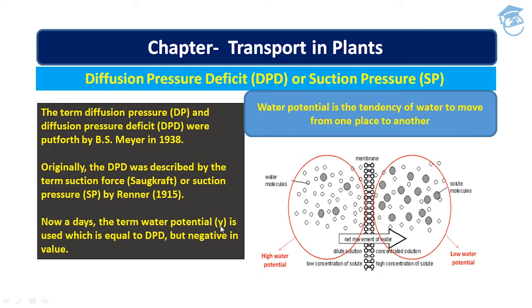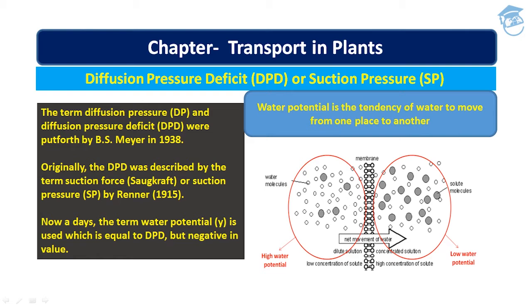Okay, so water potential, diffusion pressure deficit, and suction pressure all are the same, so don't get confused with it. It is equal to DPD but negative in value. That means water potential is always a negative value. Water potential is the tendency of water to move from one place to another.